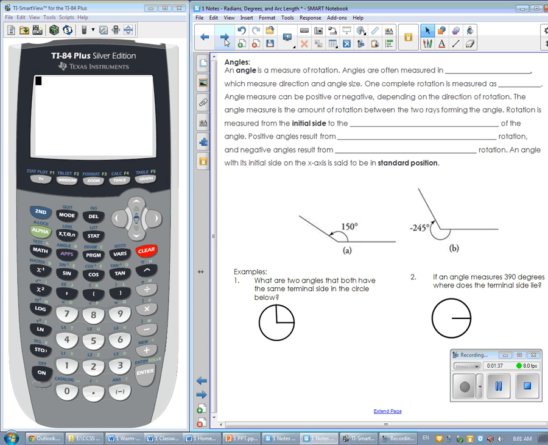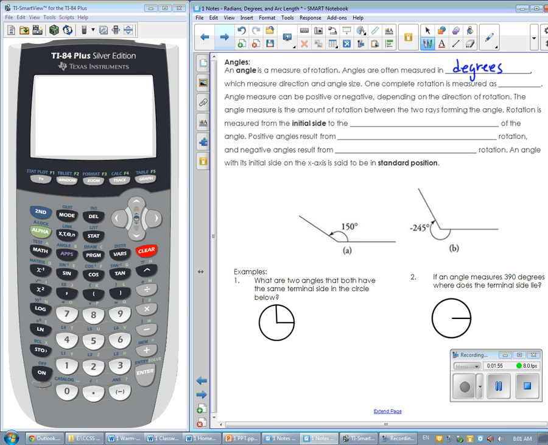So you have some notes. I'm going to go through them real fast just so you understand the terminology, and then I'm going to show you how to relate degrees and radians together. An angle basically is a measure of rotation. Angles are often measured in degrees. That's what you're most familiar with, which measure the direction and the angle size.